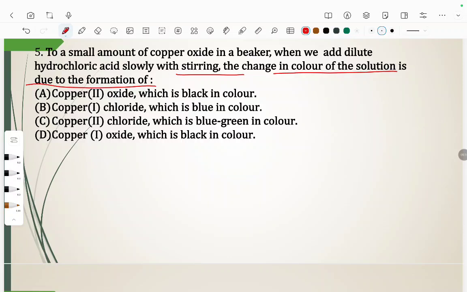And it is due to the formation of, which is the correct option. Copper oxide which is black in color, no. Copper chloride which is blue in color, no. Copper chloride which is green color, yes. Copper oxide which is black in color, it is absolutely wrong. So option number C is absolutely correct. Okay, done.